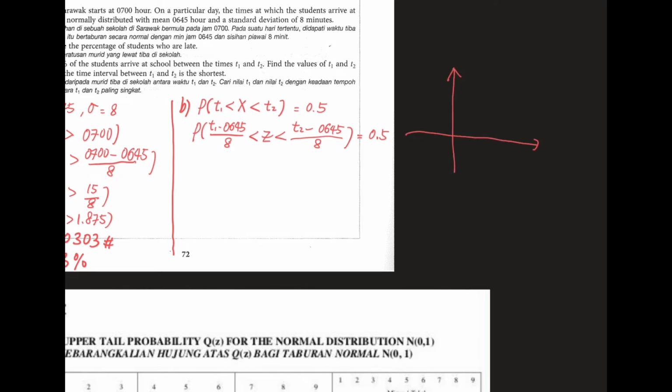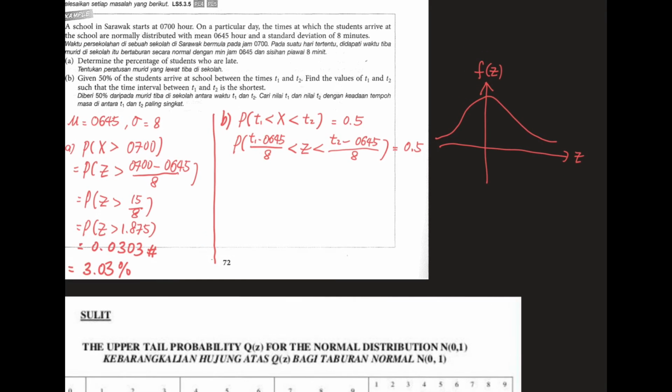Okay, so if you look at the graph, which is like this, f(z), z. Okay, so they say shortest interval. Shortest interval, T1 and T2 is the shortest.